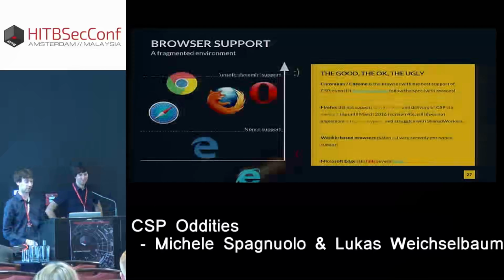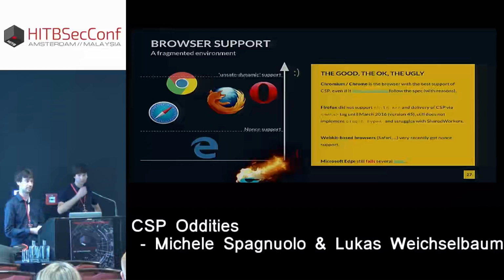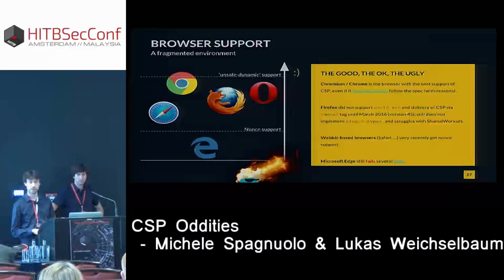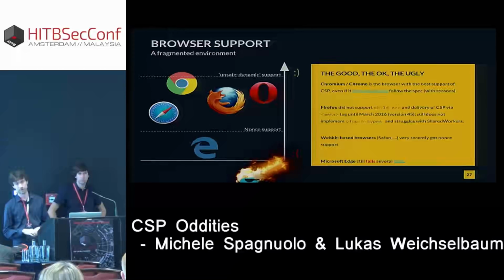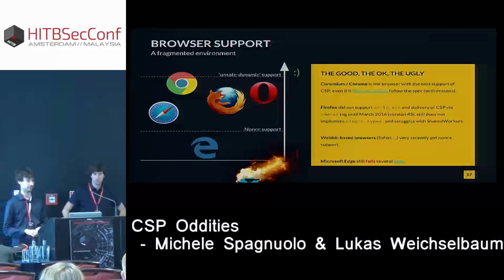Browser support is a little fragmented, so the browser that implements most of CSP3 is Chromium. Then we have Firefox and WebKit browsers. Sorry, Firefox, Opera. Opera uses Blink, which is the same as the Chromium engine. It lags a little bit, but not too much. Safari uses WebKit. Safari very recently got nonce support. It is as recent as March of this year.